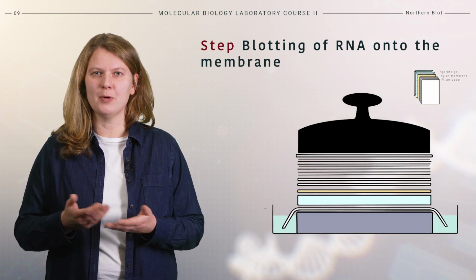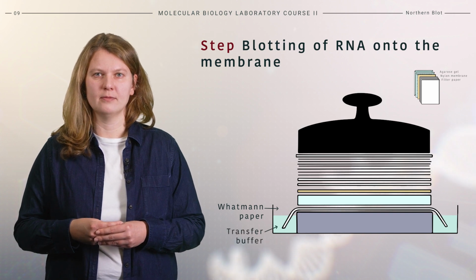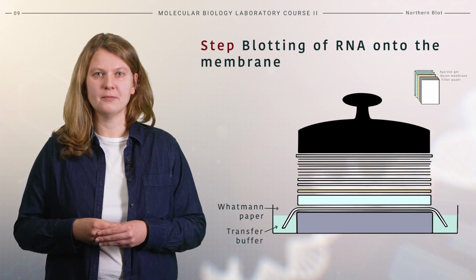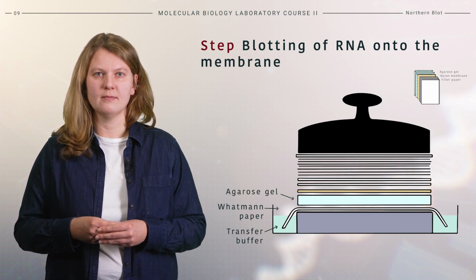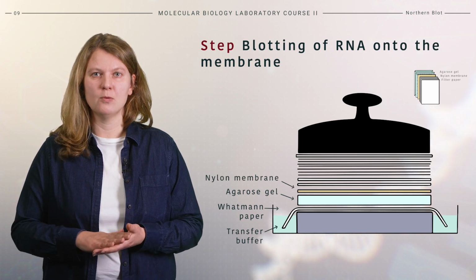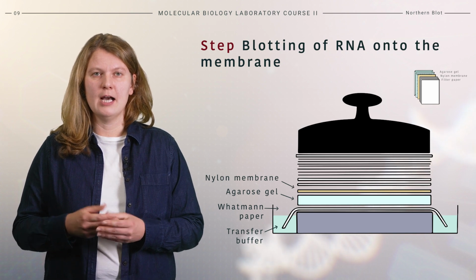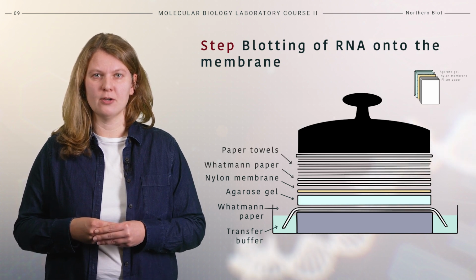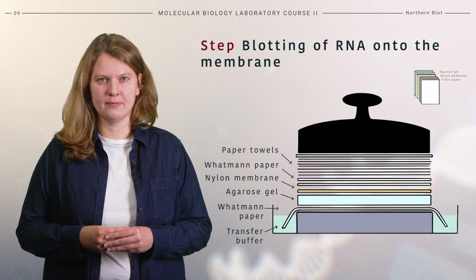On the bottom is blotting paper having ends soaked into the transfer buffer. On top of the paper, we place the agarose gel facing upside down. Then, the nylon membrane is placed on the surface of the gel while avoiding any air bubble formation. A few more filter papers are placed on top of the membrane. This will help with the capillary transfer.